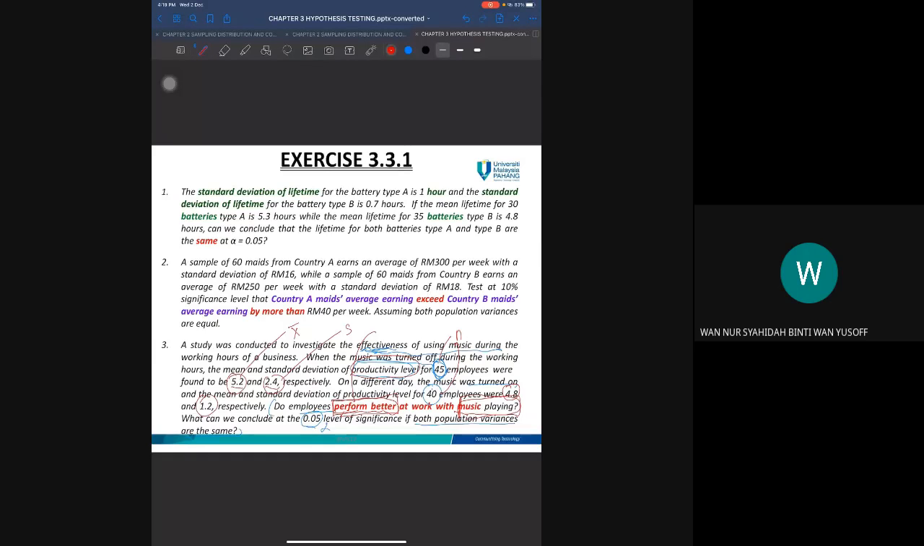Let's say the defective item, the most simple one, defective product. If employees perform better, the defective product should be less than. So perform better in that case is less than. But here, because we have productivity level as our variable, as our data being collected, perform better should be greater than.